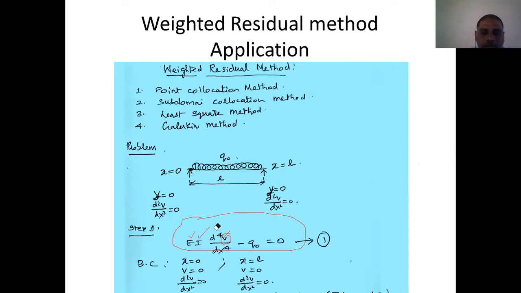Since the moment is 0 at both the extreme ends, at x equal to 0 and x equal to L, deflection will be 0 and moment will be 0 at both ends. So these are the boundary conditions involved in this particular problem. For any kind of beam problem, this term EI d^4V/dx^4 is there, and if there is any uniformly distributed load, then it will carry minus q0 as well.